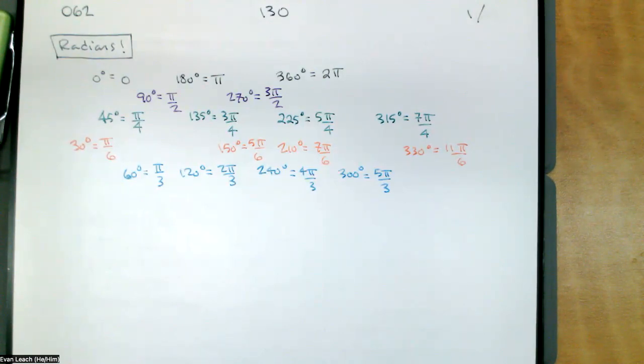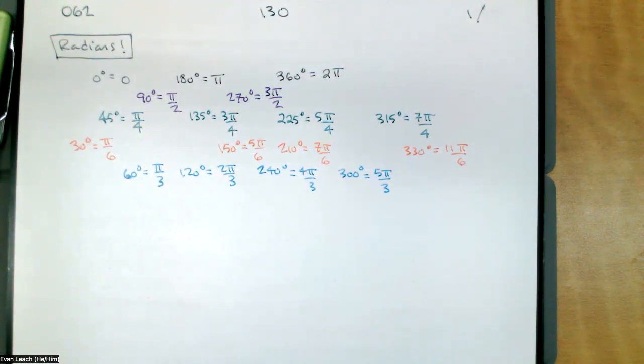So our pi over 2s, the ones that stay pi over 2, that's going to be our 90 and our 270 on our y-axis, the positive and negative y-axis: 1 pi over 2 and 3 pi over 2. The 2 pi over 2 and 4 pi over 2 both simplify to pi and 2 pi. And so that's 180 and 360.